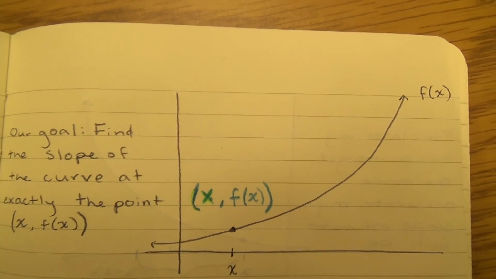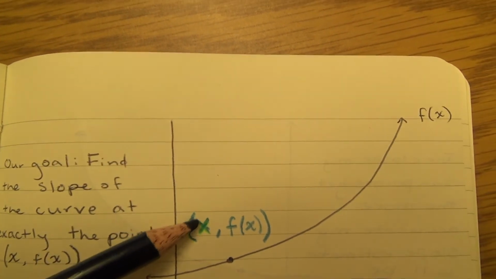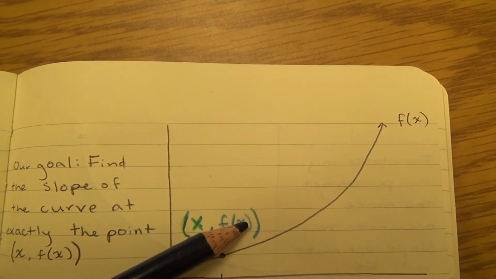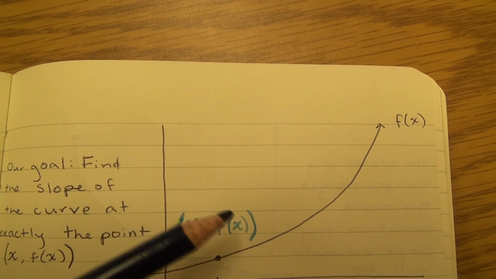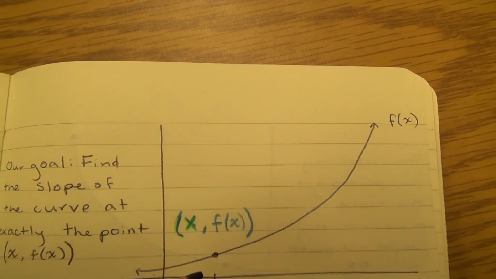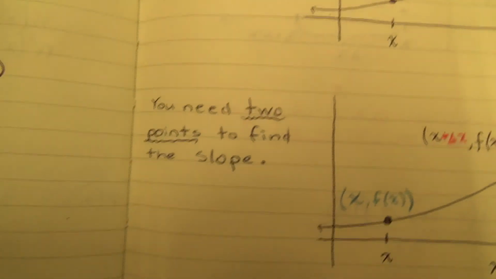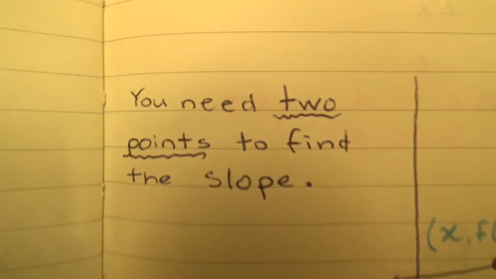So thinking about how they wrote this point, remember that this is the x-coordinate and the y-coordinate. To figure out the y-coordinate, you would plug x into that function. So we write f of x as the y-coordinate. So we have a dot, we're trying to find the slope. But we know that to find a slope, you need 2 points.